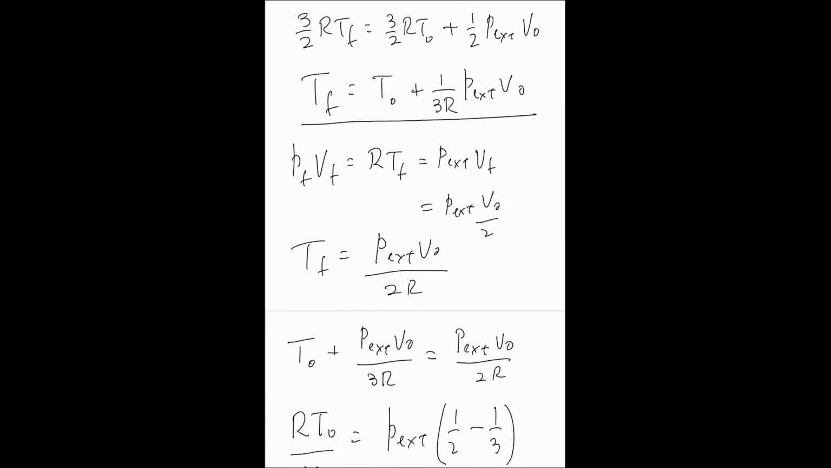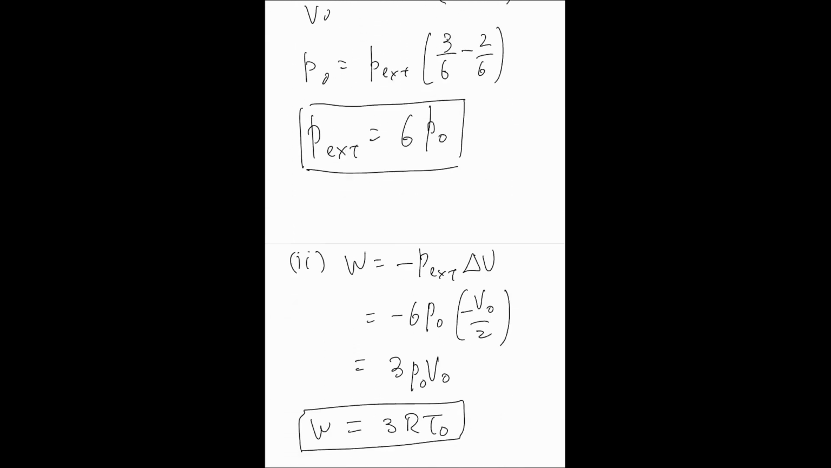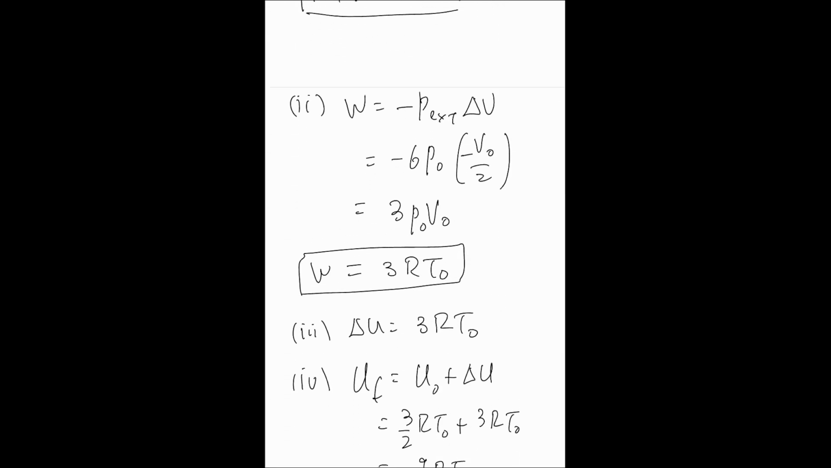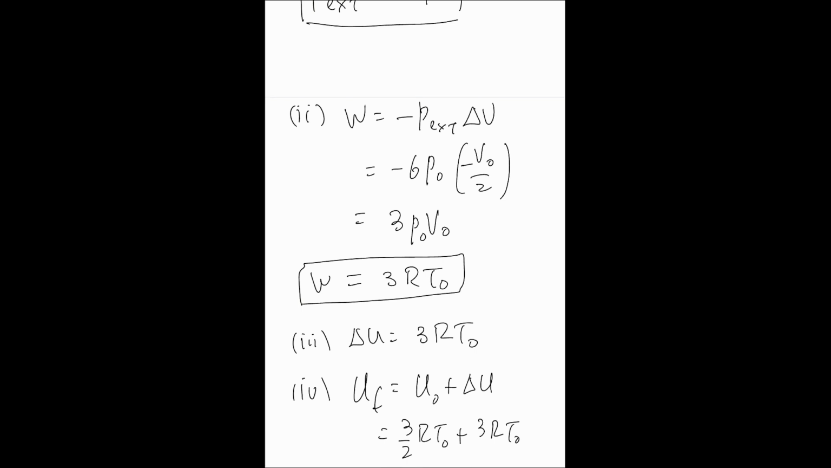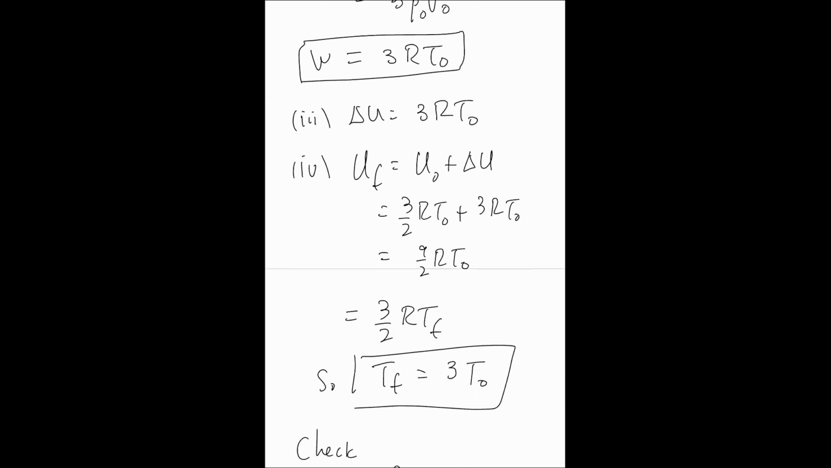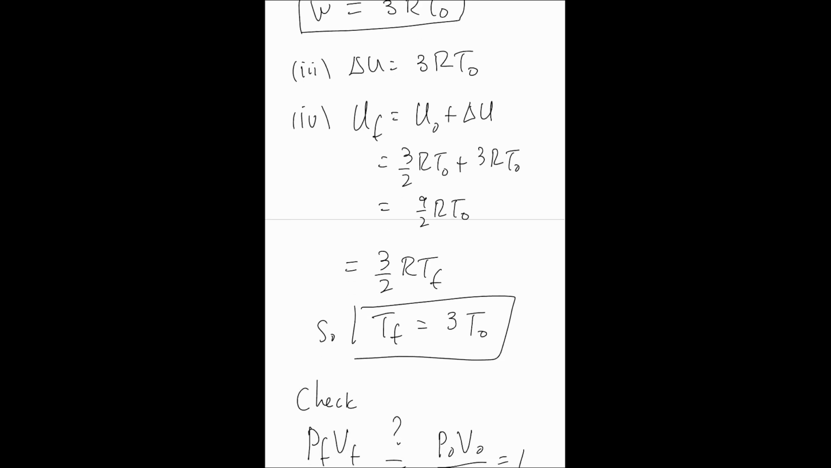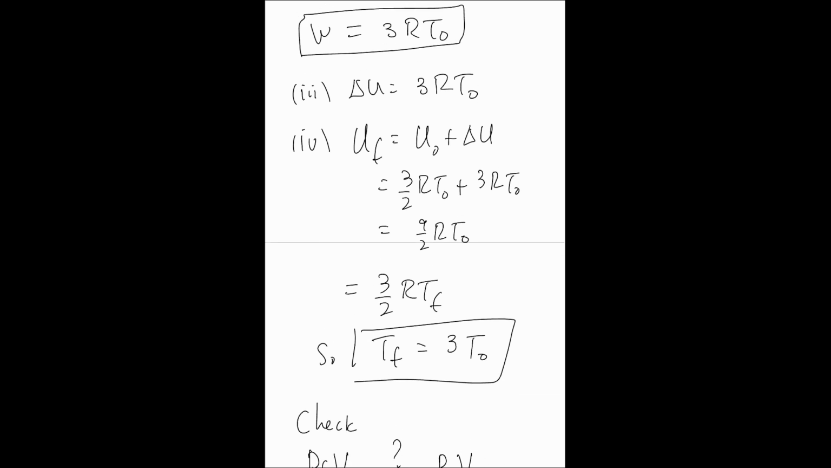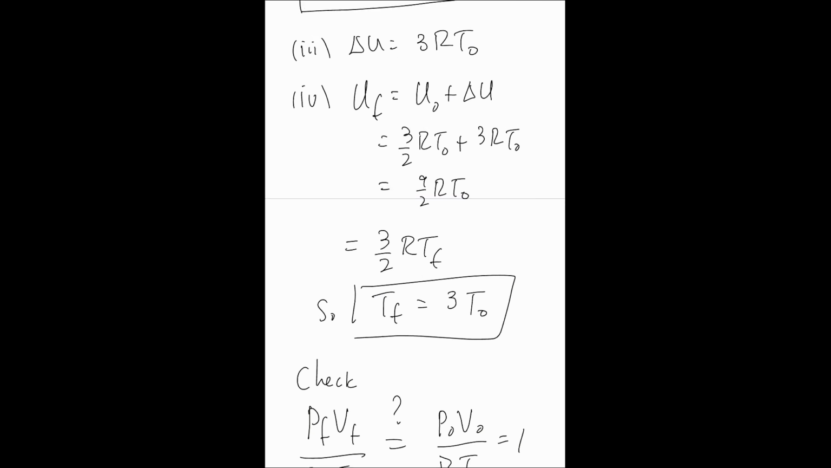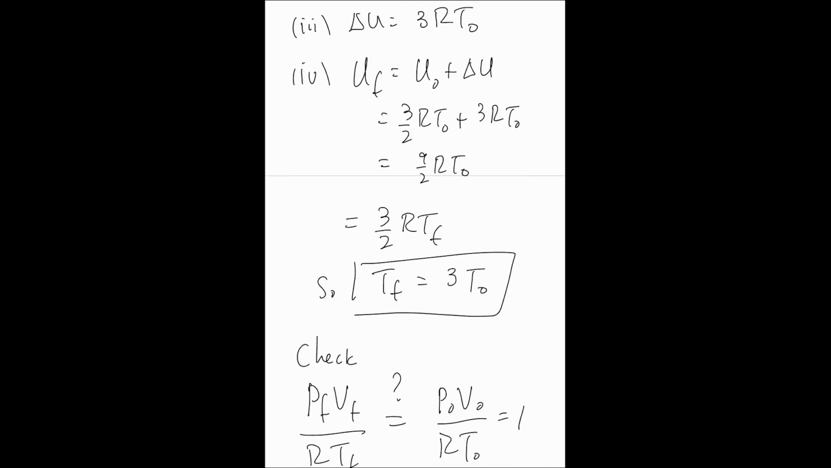In a way, this one's easier because the integral's easier, right? That's why you don't get weird numbers, because you're not doing this 1 over x to the 5/3 integral. But you needed to do that thinking to get the external pressure. So my delta U is equal to the work, 3 RT naught, and so my final temperature is 3 T naught.